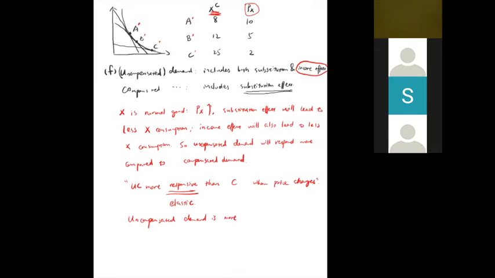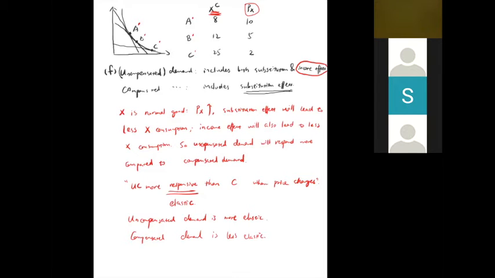So our conclusion is uncompensated demand is more elastic. Compensated demand is less elastic. Yeah, I think that's the answer to this question.